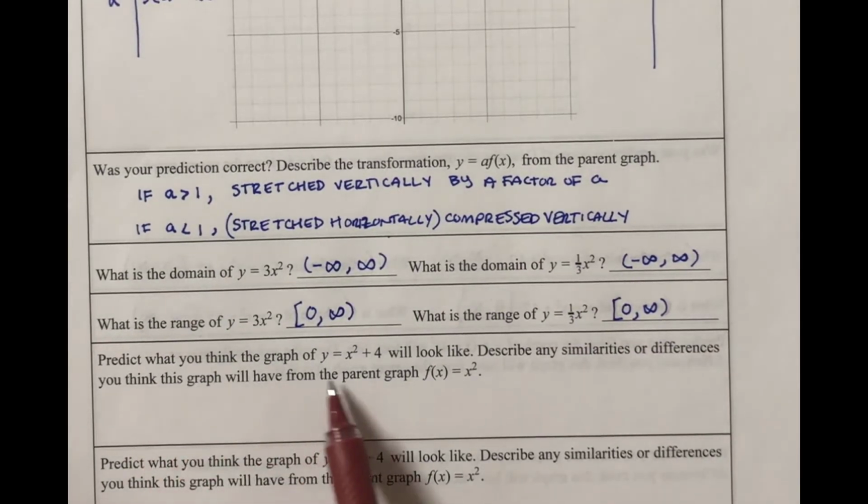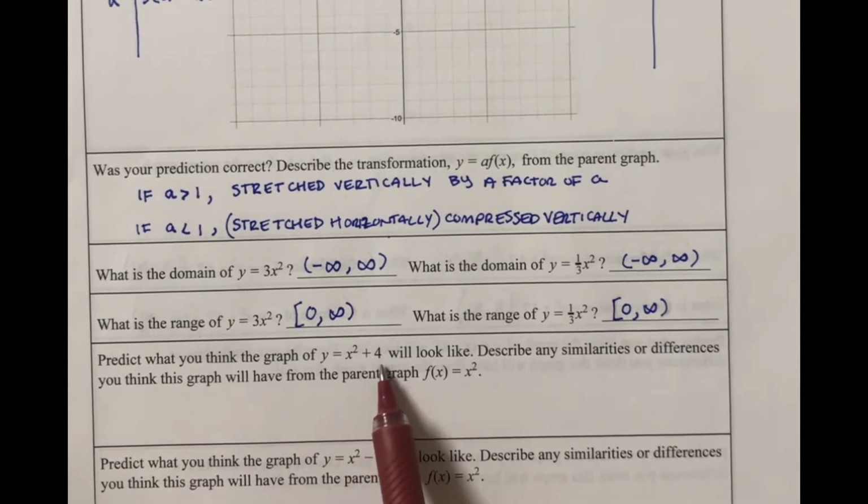So then let's predict what's going to happen next. If you have your x squared parabola, but then you add 4 to it. And then what happens if you have x squared and then you subtract 4? So go ahead and make your predictions and then we'll graph those.